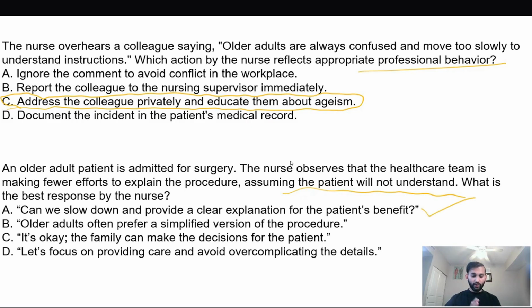What we are doing is we are advocating for the patient to ensure that they receive clear and respectful communication and counteracting anything against ageism. It also supports the autonomy and provides the informed decision to the patient, which is needed.